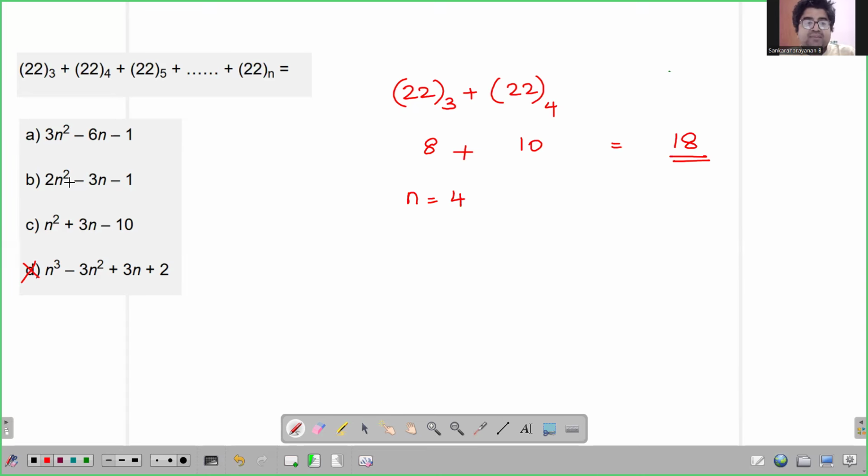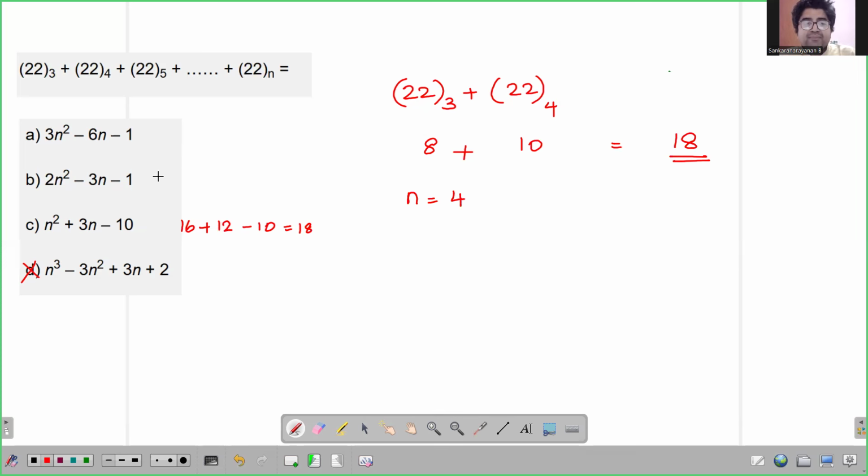So let me consider option C. Look at it. 4 square is 16 plus 4 3s are 12, minus 10. 16 plus 12 is 28, minus 10. I can say this is 18. So C I cannot eliminate.